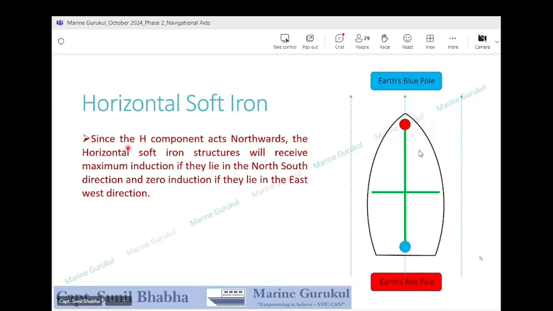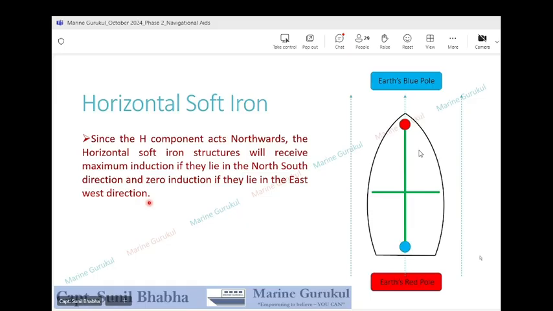Now we know that the H component, the horizontal component of the Earth's magnetic field, always acts northwards. So therefore, the horizontal soft iron structures will receive maximum induction if they lie in the north-south direction, and they will receive zero induction if they lie in the east-west direction. You remember when we discussed induced magnetism, I told you that the strength of the induced magnetism depends upon the orientation of the soft iron.